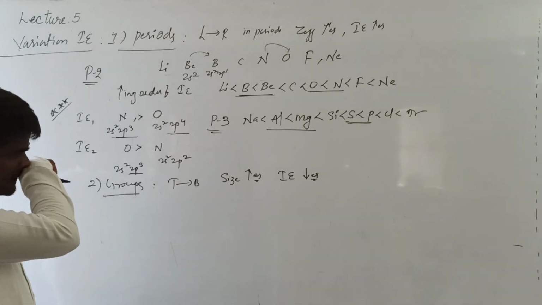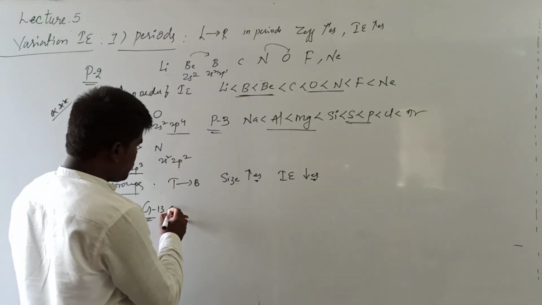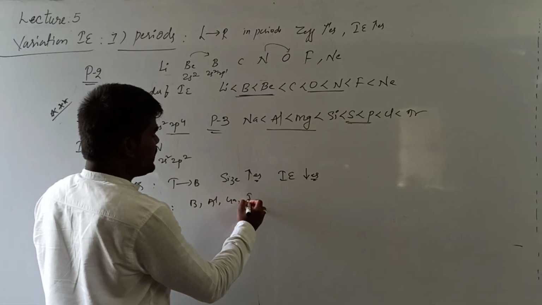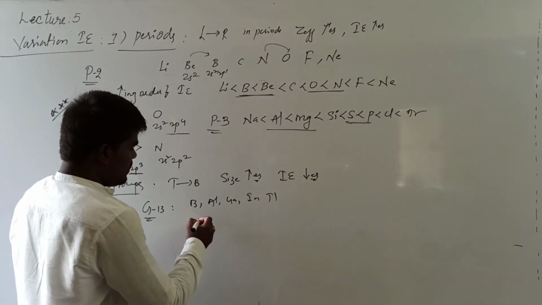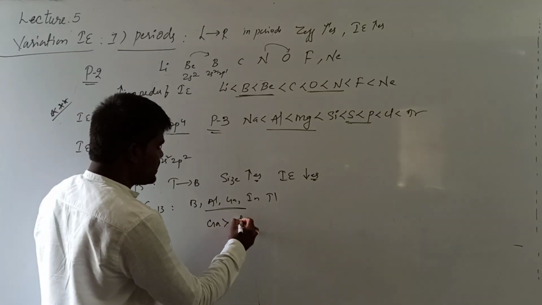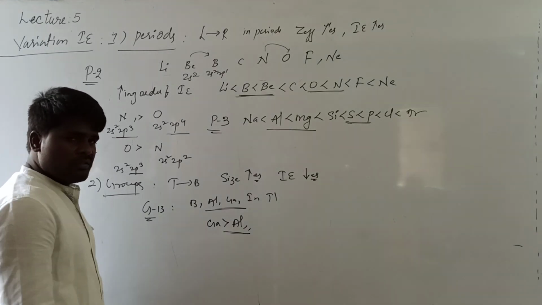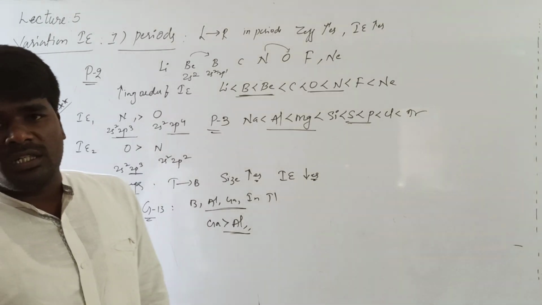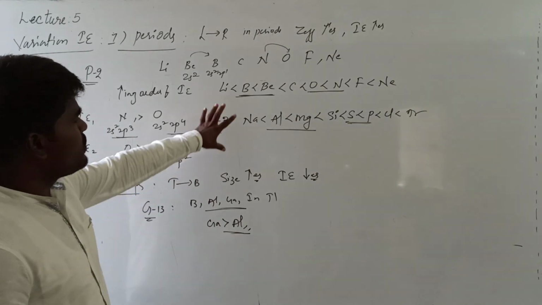Now, if you are talking about the exception in the case of groups, you can give group 13, that is, top to bottom: boron, aluminium, gallium, indium, thallium. Generally, there is an exception in the case of gallium and aluminium. The ionization energy of gallium is greater than aluminium. This is one of the exceptions. This is because of transition contraction. Right? This is the variation of ionization energy in periods as well as groups. Then we have one or two exceptional cases which you need to remember.